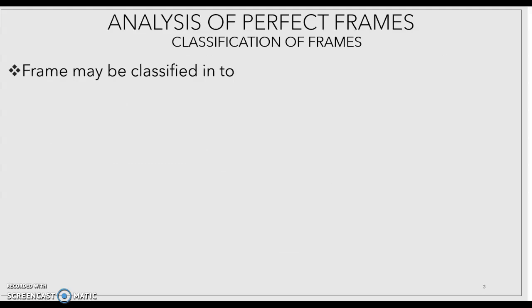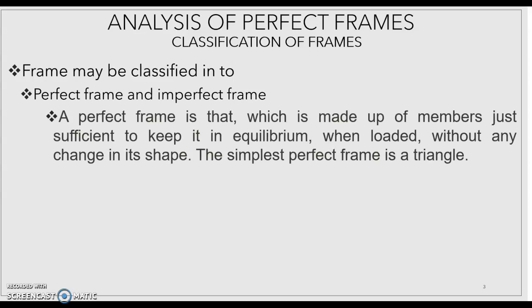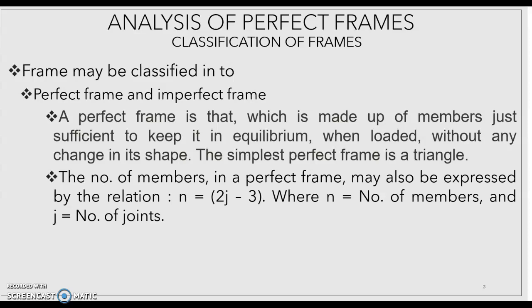Classification of frames. Frames are classified into perfect frame and imperfect frame. A perfect frame is made up of members just sufficient to keep it in equilibrium when loaded, without any change in its shape. The simplest perfect frame is a triangle.